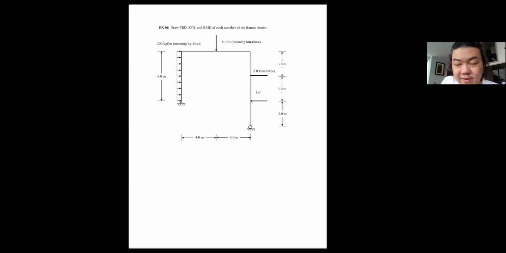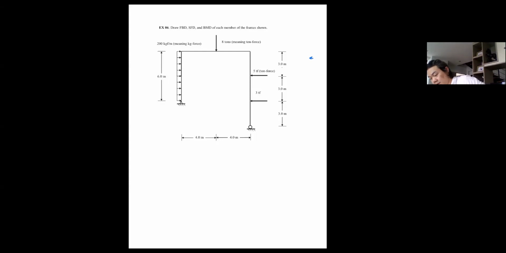1, 2, and 3. So let's begin. Today it's gonna be like more frames, you know. So this time I'm just going to spice things up by adding more load to see if you can handle it. Okay. So this one has more load.